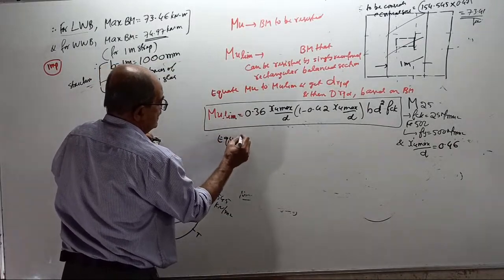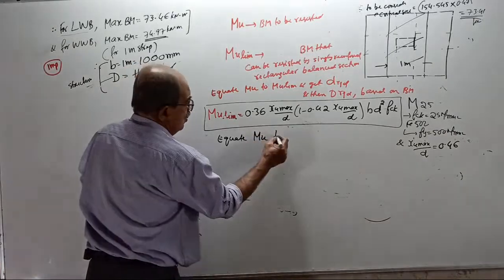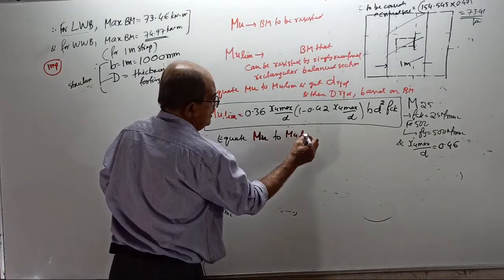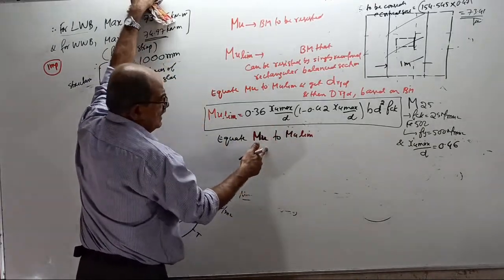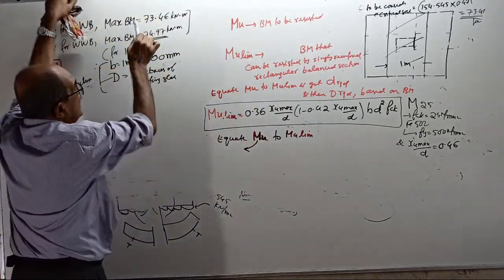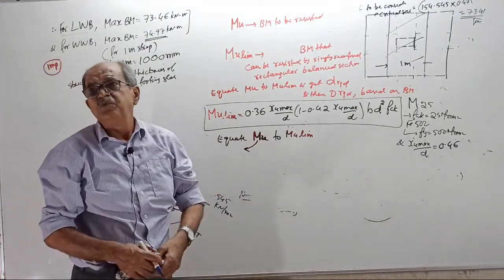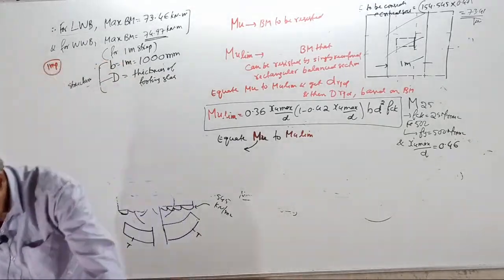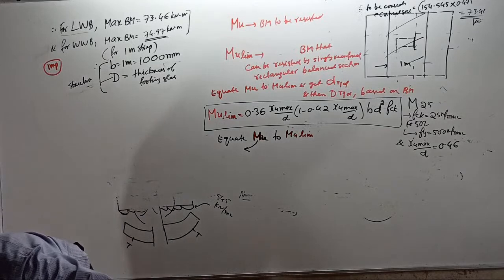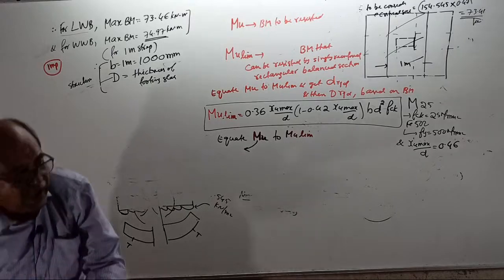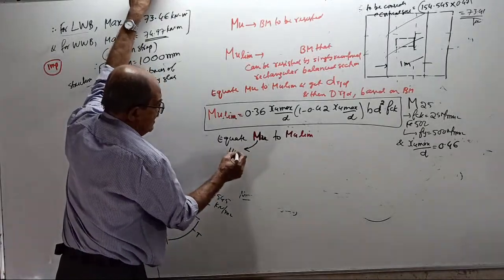Now, equate Mu to Mu limit, for a 1 meter strip. Which Mu do we mean? There are two bending moments. To fix the depth, which Mu should you equate, the higher or the lesser? When you want to decide the depth requirement, you take the higher value. So Mu means the higher bending moment.